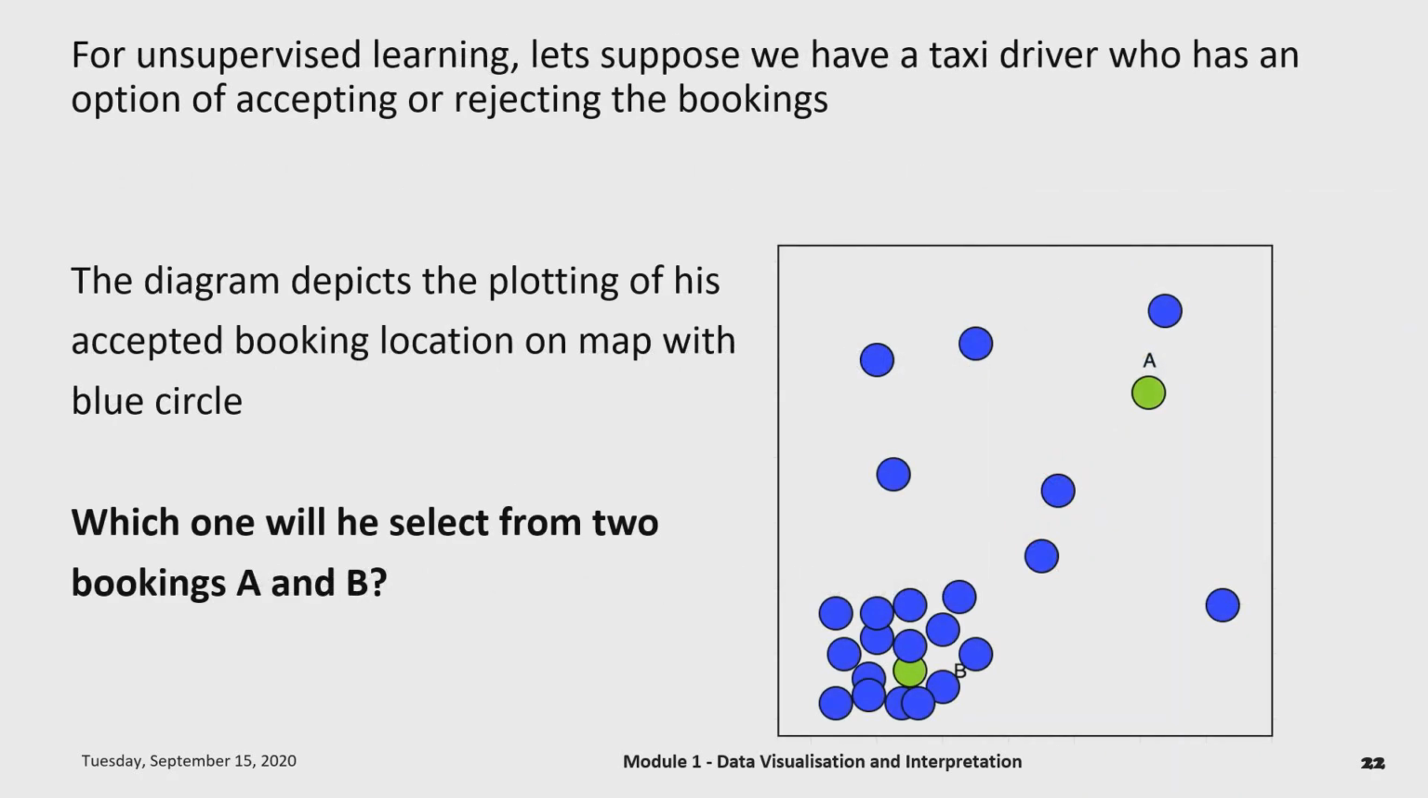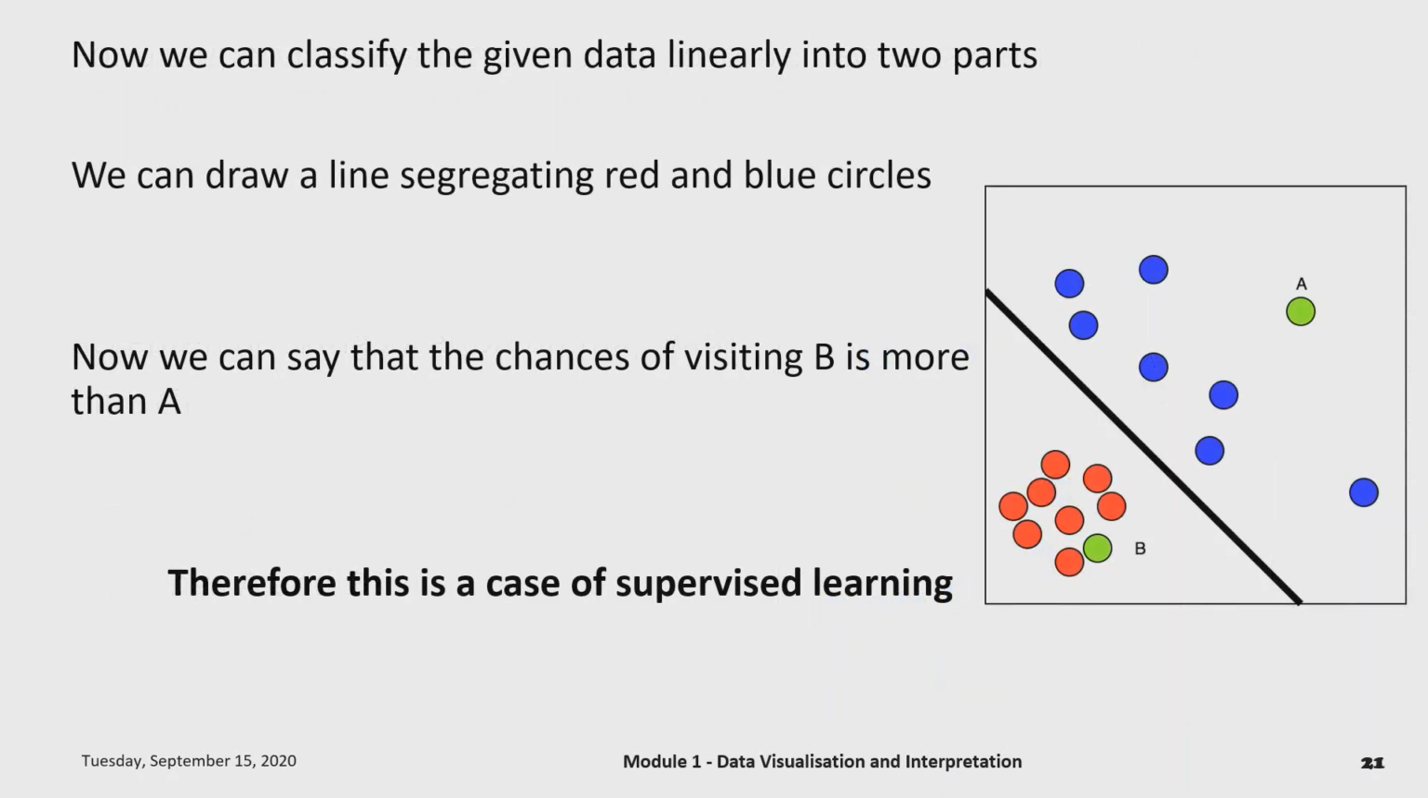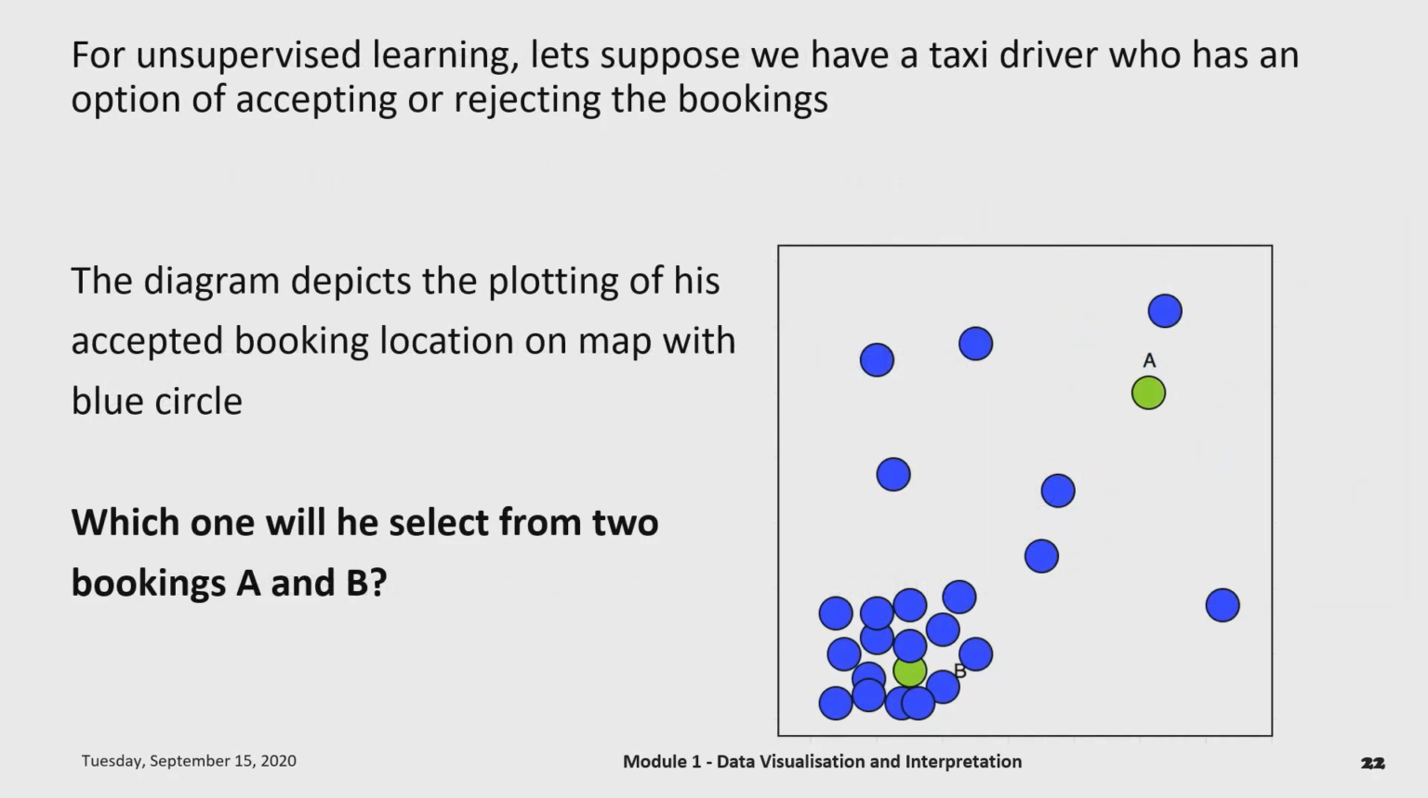Now for unsupervised learning, you won't have any prior data, right? As in here you had two different categories. This was data related to visited and not visited, right? So there were some labels, there was some input provided to you, there was some prior knowledge given to you regarding these red dots and blue dots, right? But in unsupervised learning we do not have any such data.